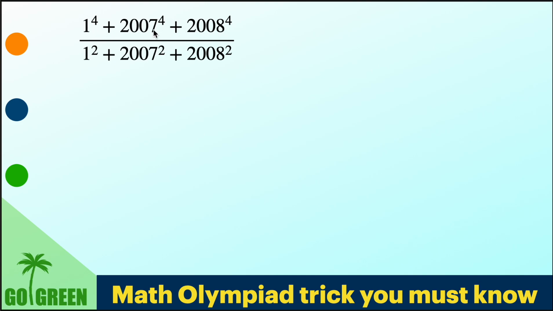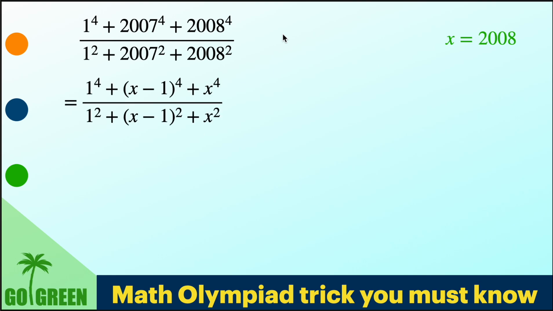1, 2007 and then 2008, so 1 plus 2007 is 2008. If we take the bigger one to be x, then it is fairly nice and it will be in a compact form. Therefore we take x to be 2008, and the equivalent expression in terms of x becomes this: 1 to the 4 and 1 square as they were, and then 2007 is x minus 1, right? So x minus 1 whole to the 4, and 2008 is just x, so x to the 4, and 1 square here, and this is x minus 1 whole square, and this is x squared. This is now a simpler form to handle.